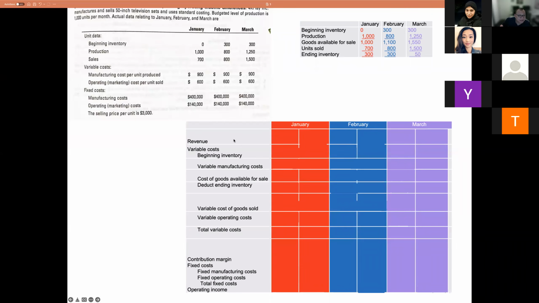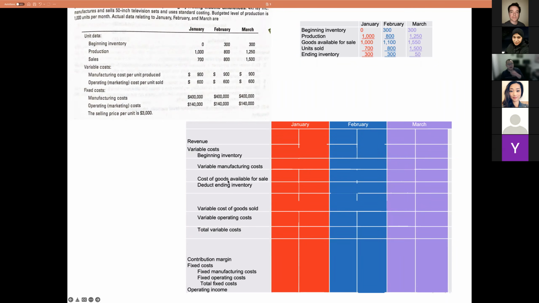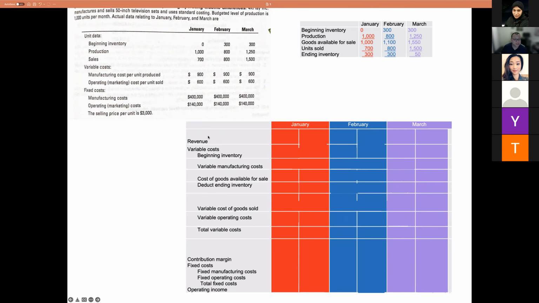So that's the format for the income statement for variable costing. If you don't know it, just read some of the examples and try to be familiar with this. You have revenue, and then a variable section for the variable cost of goods sold and the variable operating cost. The difference between revenue and the variable cost is called the contribution margin. Then you have fixed cost, two components, manufacturing and operating. The difference between contribution and the fixed cost is your operating income.